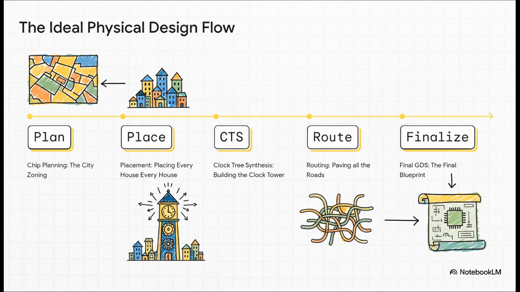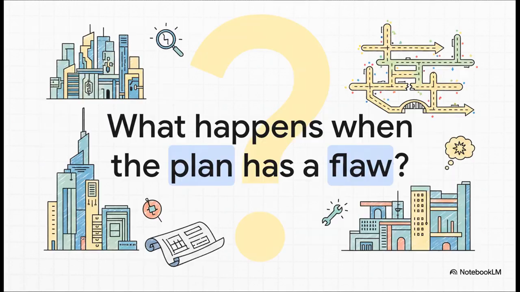So, in a perfect world, the whole process would be this beautiful, straight line. You zone the city, you place every house, you build the central clock tower, you pave all the roads, and bam, you have a perfect final blueprint. Yeah, but as you can probably guess, reality is never that simple. The real design process is full of feedback loops.